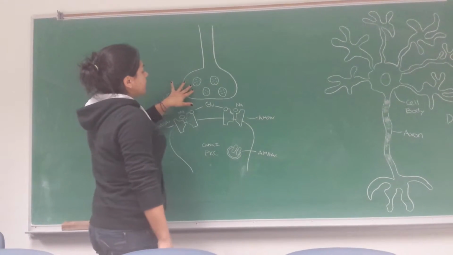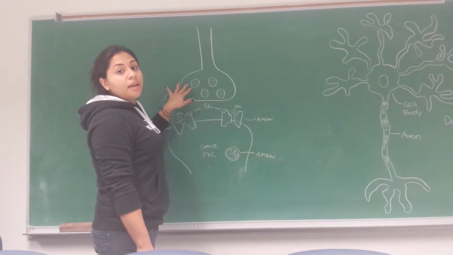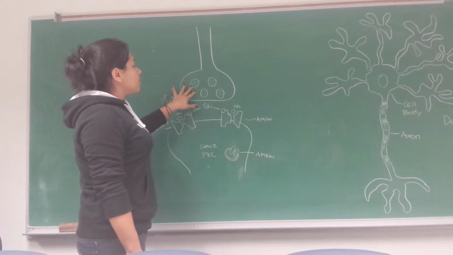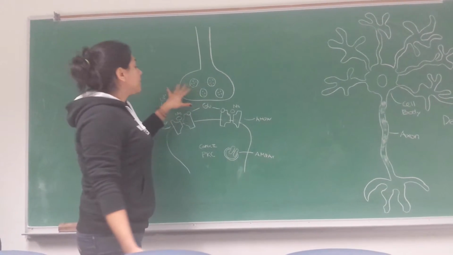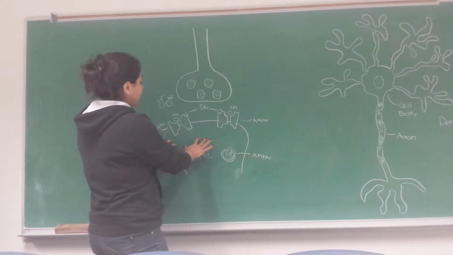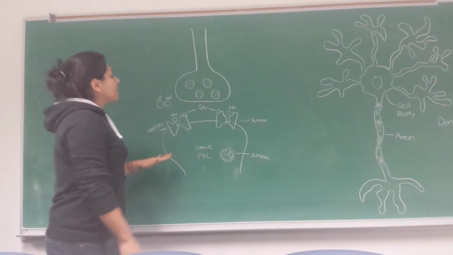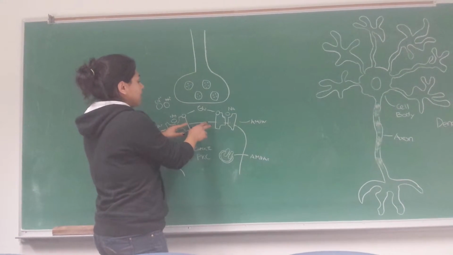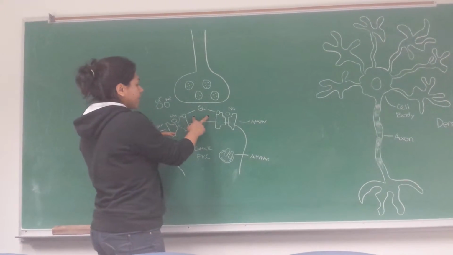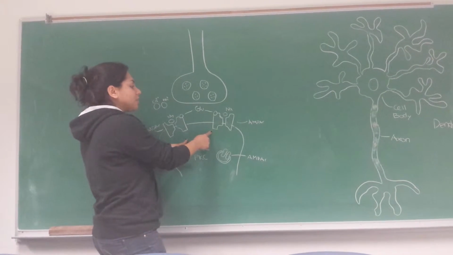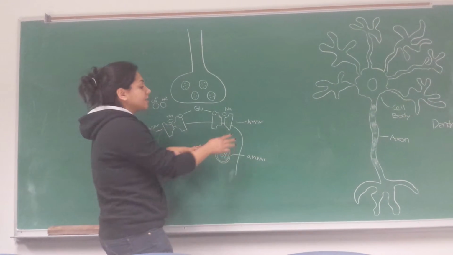So in the presynaptic cell, we have vesicles filled with glutamate. Glutamate is the neurotransmitter responsible for excitatory responses. So in the postsynaptic cell, we have two types of receptors, NMDA and AMPA. So once glutamate is released in the synapse, these glutamate particles will attach to the receptors. And the first one we're going to focus on is AMPA.